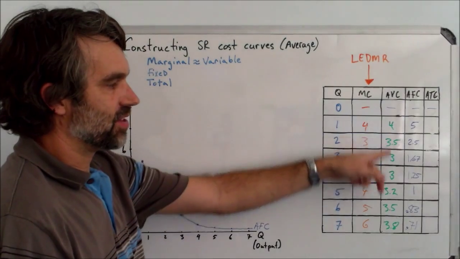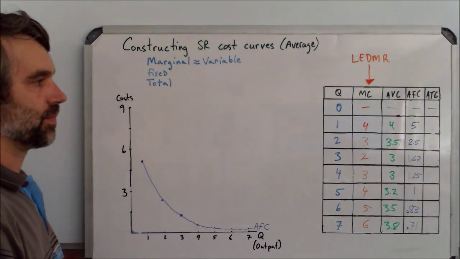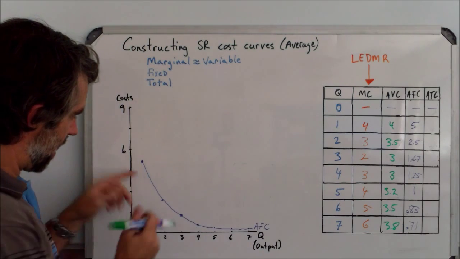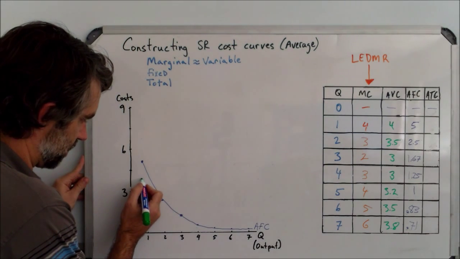So let's go ahead and put average variable cost onto our diagram. So the average variable cost for 1, that's 4, so 4 is just underneath the 5, about there.